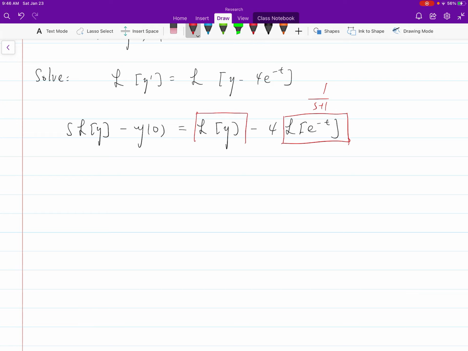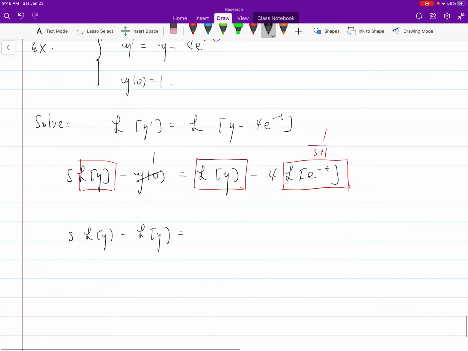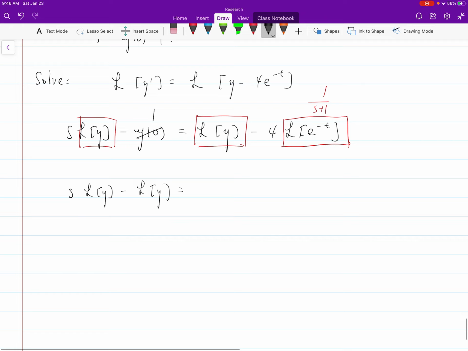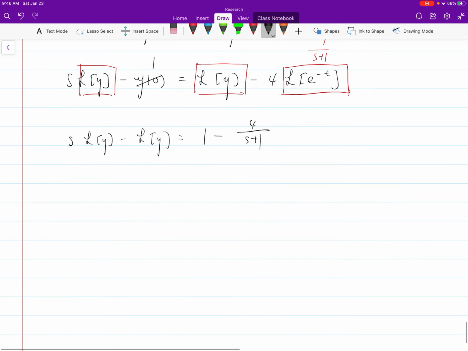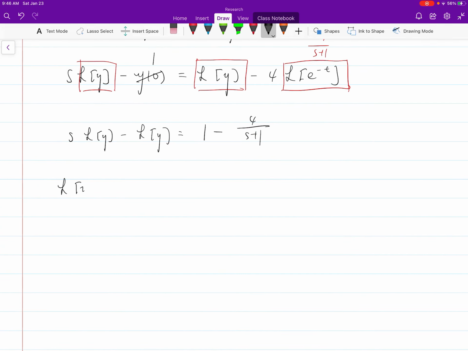Now what we want to do is, Ly is here, Ly is here. Let's move them together. y0 is 1. Use the initial value. Then this is nothing but 1 minus 4 over s plus 1. Then Ly equals 1 over s minus 1 minus 4 over s plus 1 divided by s minus 1.